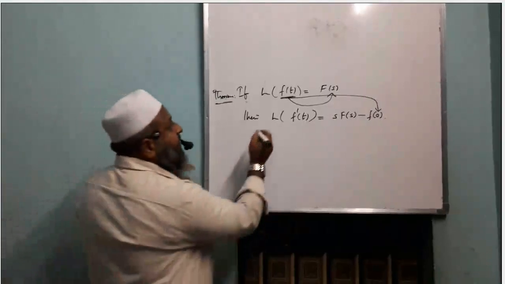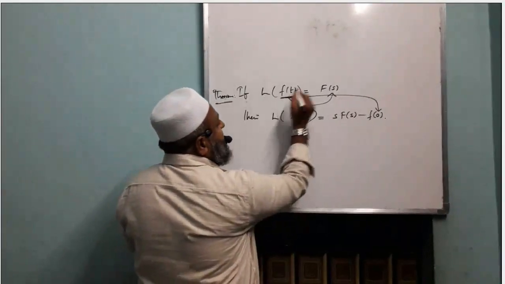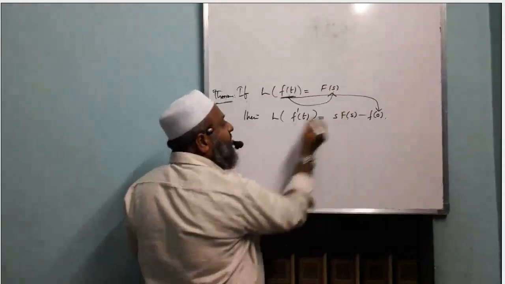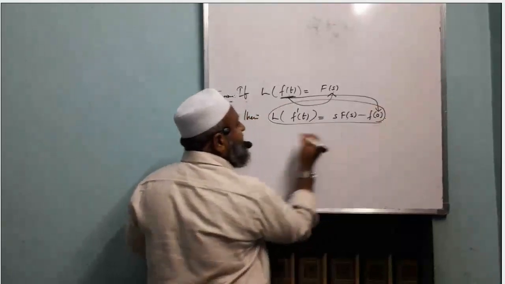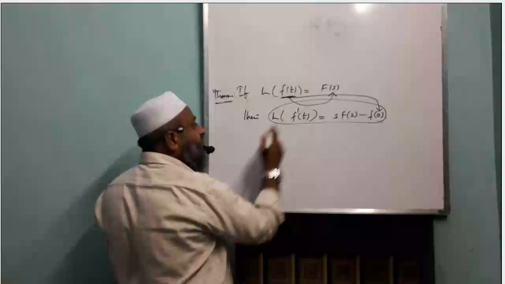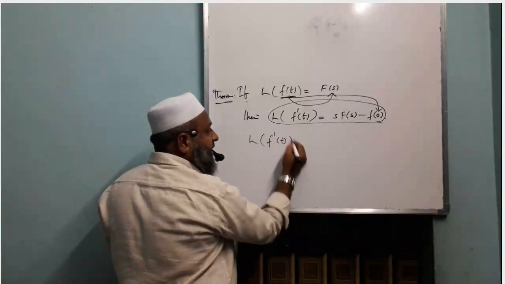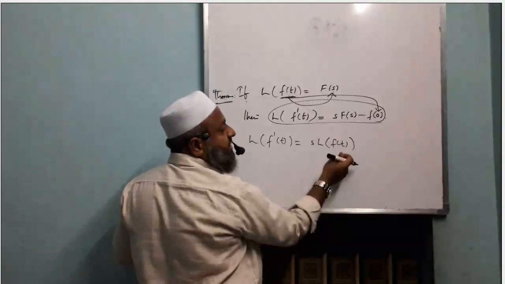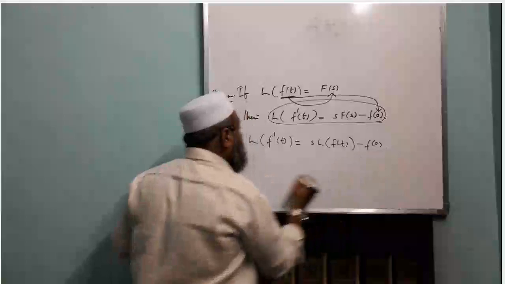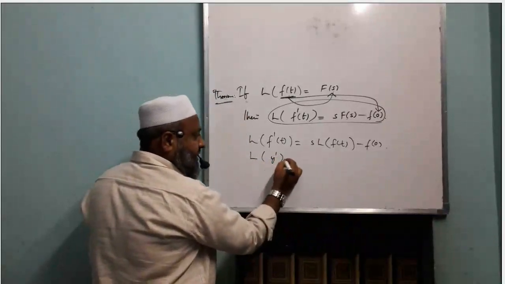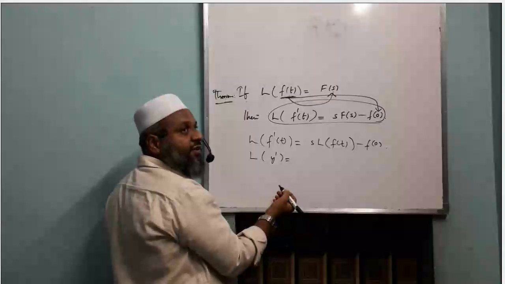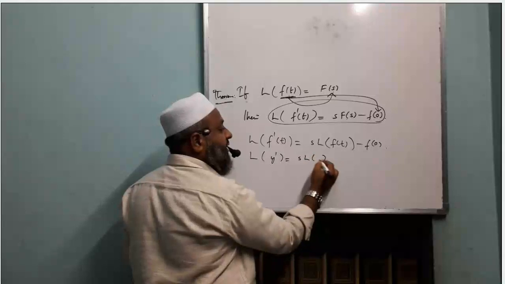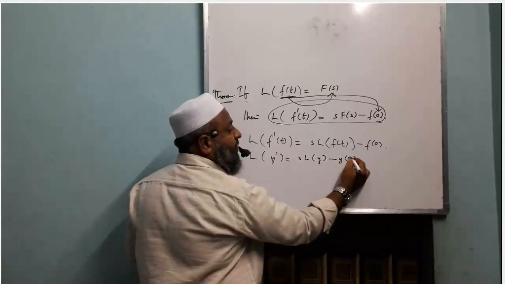You can see here, if the Laplace transform of this function is F of s, that F of s should be used. Instead of writing F of s, I can write L of f of t. So how this statement becomes now: L of f dash of t is s into L of f of t, which is F of s, minus f of 0. So L of y dash, instead of f of t I'll just say y, will be s into L of y minus y of 0.